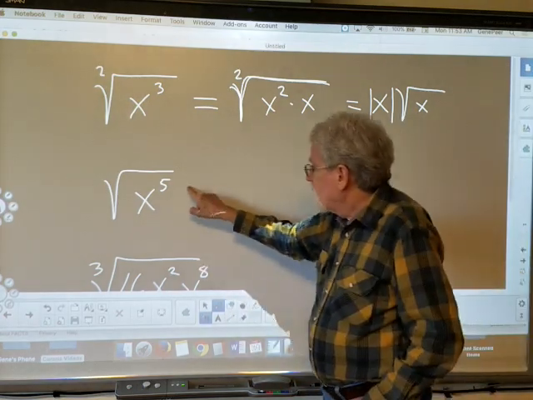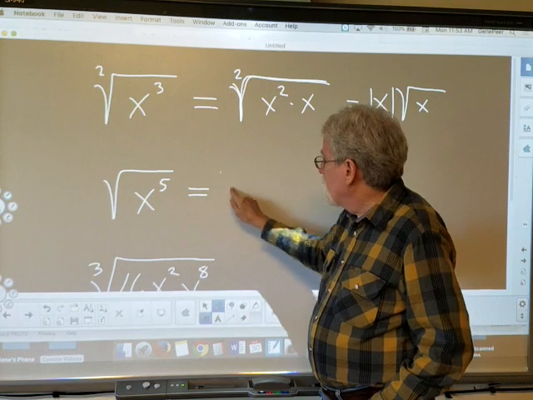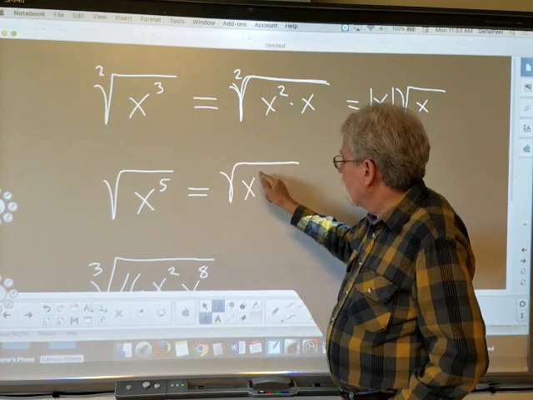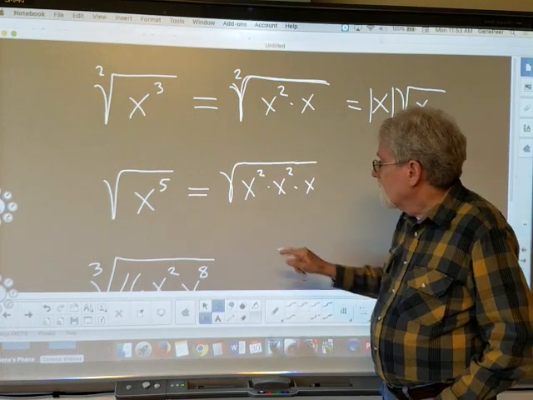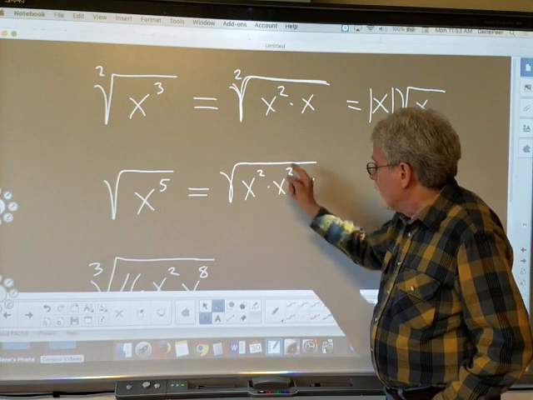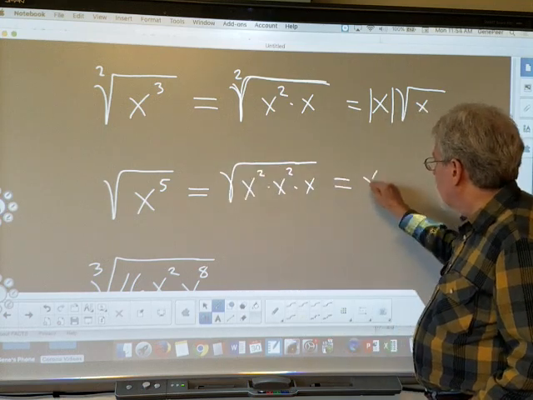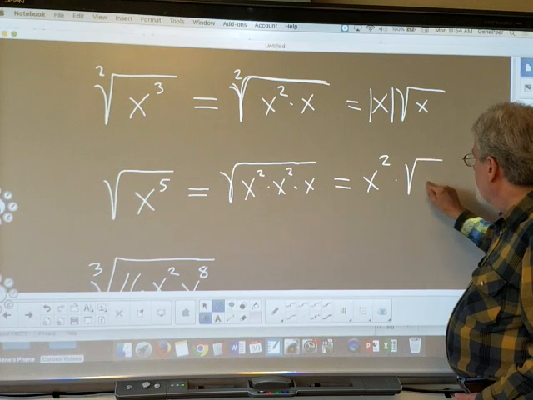Same story. Square root of x to the fifth. You can think of it as the square root of x squared times x squared times x. What's the square root of x squared? X. What's the square root of x squared? Another x. Altogether, x squared on the outside times the square root of x.